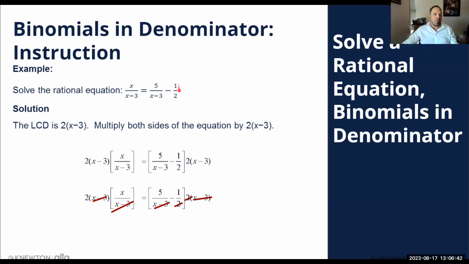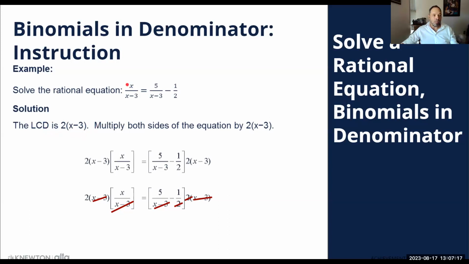Okay, the hardest part is probably figuring out what the LCD is. You try to take factors that are already in the denominator. Obviously, x minus 3 shows up in two of them, so you need an x minus 3. There's also a 2 over here. And so you're going to combine those into one thing. That's going to be your LCD.